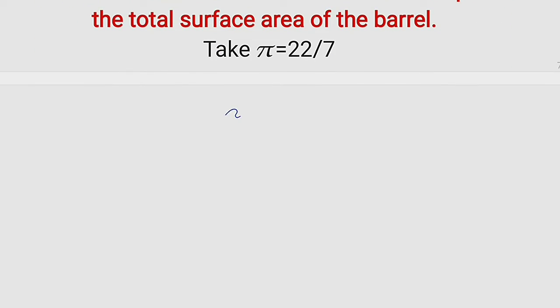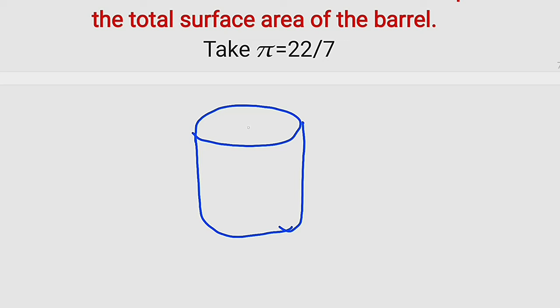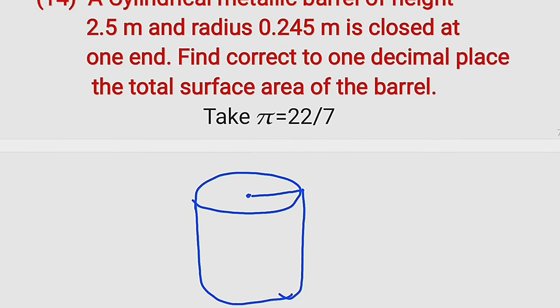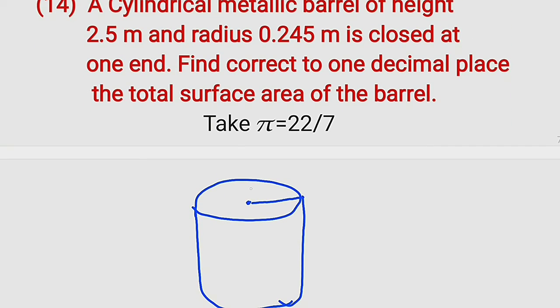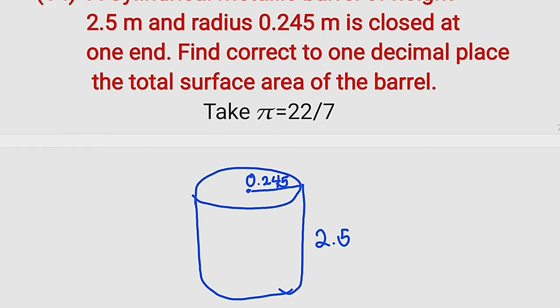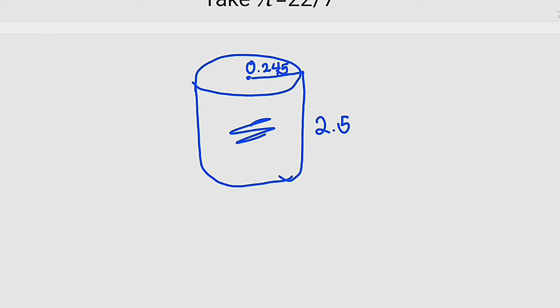Okay, let us construct it. Suppose we have something like this. Let's assume this is the open surface. The radius is 0.245, and the height is 2.5. So the curved surface area is given as what? 2 pi r h. That's the area of the curved surface. Then plus one of the circles, because one is already open.